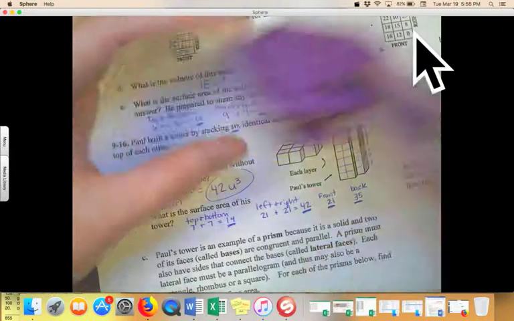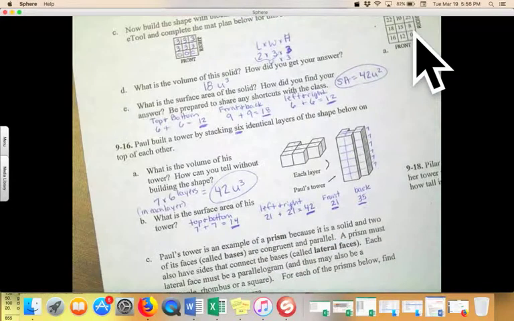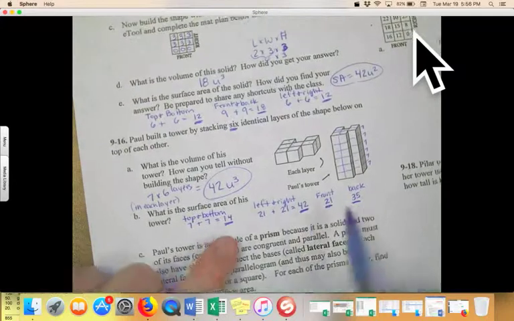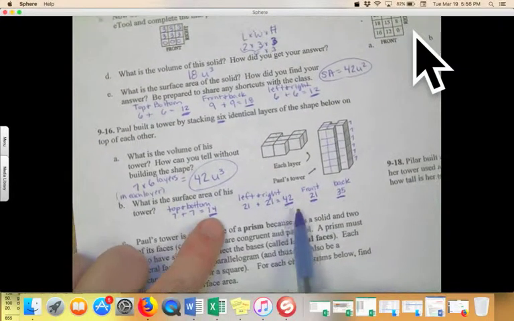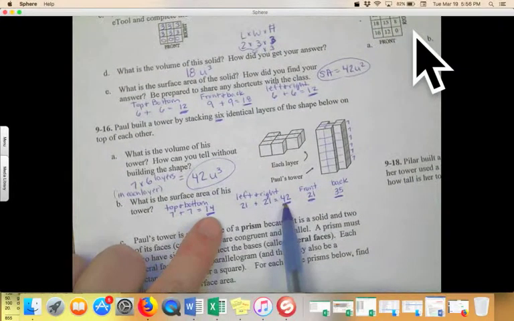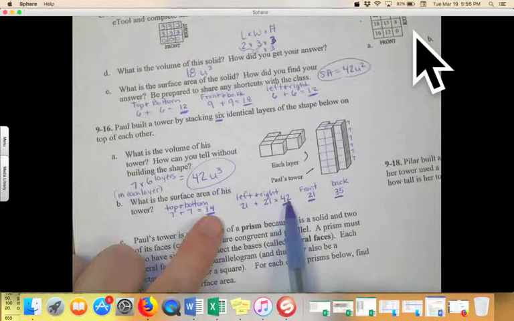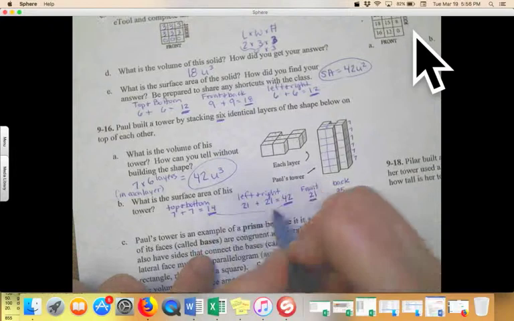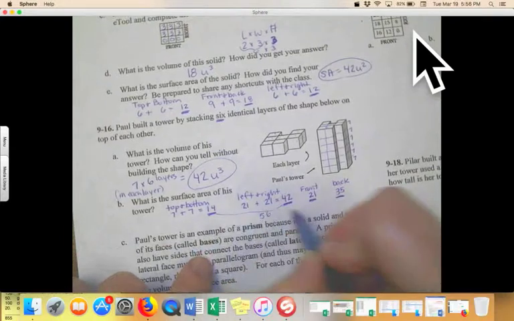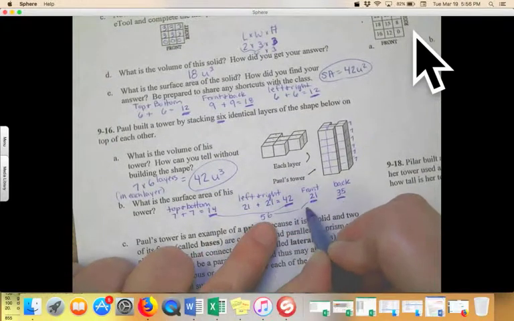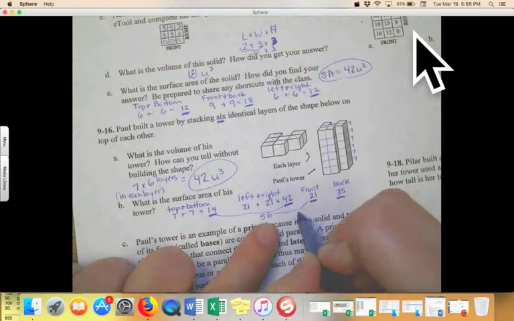So now we've accounted for all of our faces, and we simply need to add them together. So we have 14 plus 42, which is 56. 56 and 21, we should probably do this in pieces here. This is 56. 56 plus 21 is 77.